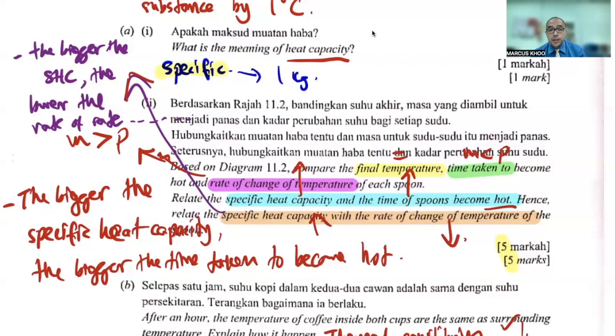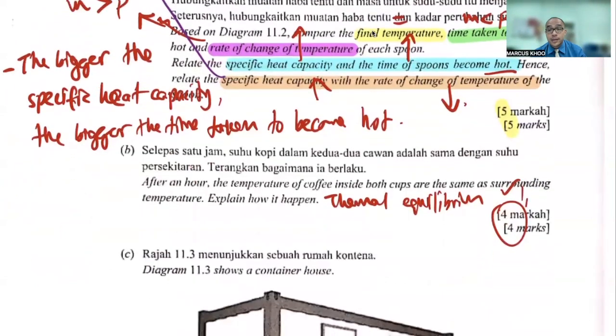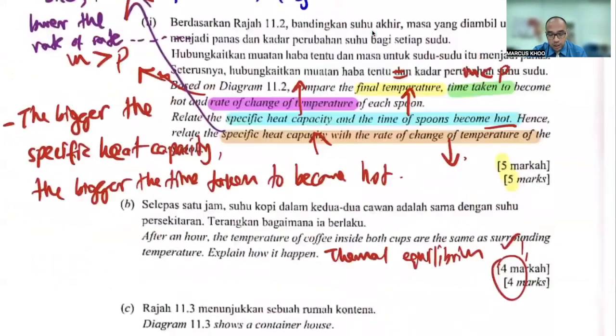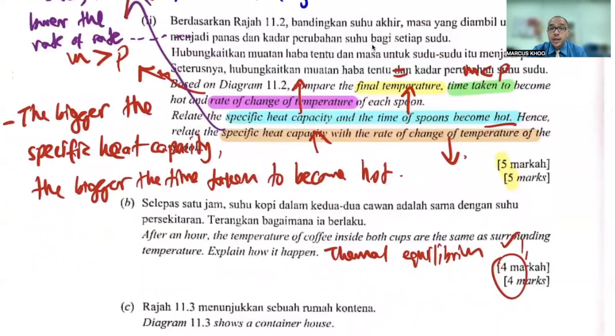So after an hour, the temperature of the coffee inside both cups is the same as the surrounding temperature. Explain how this happens. As always, this is obviously talking about thermal equilibrium.